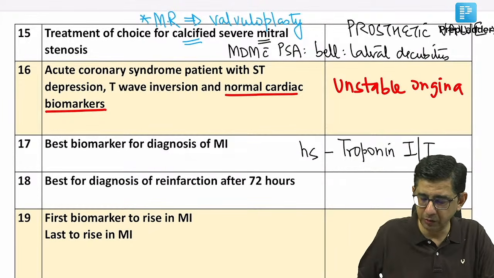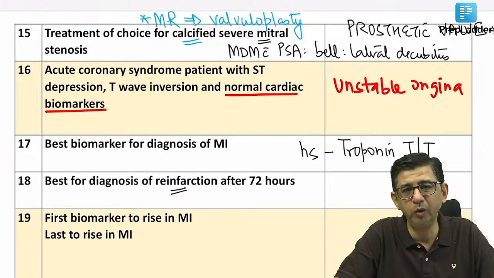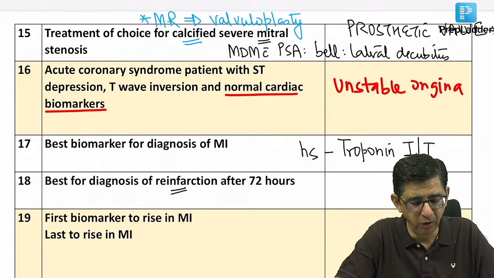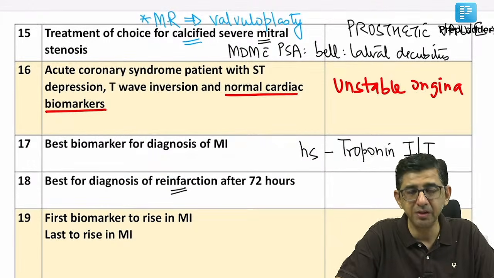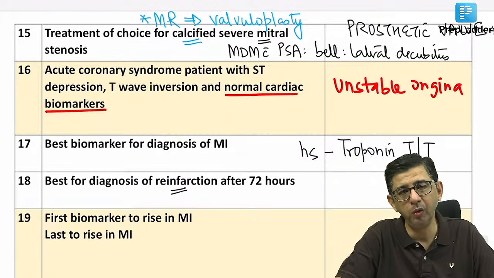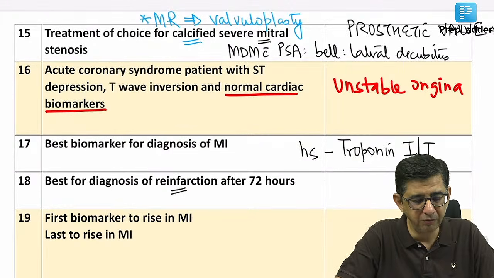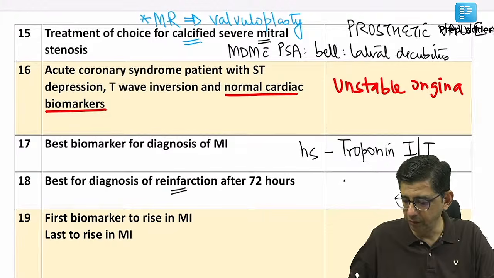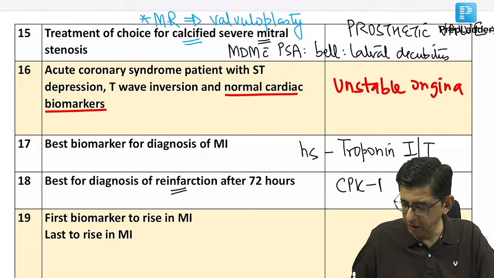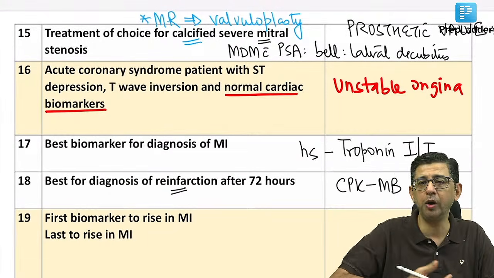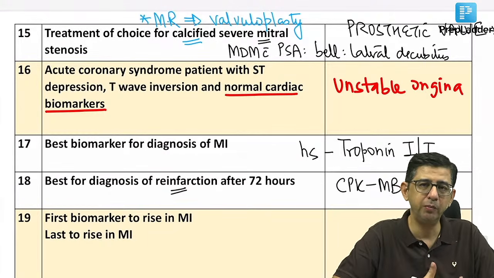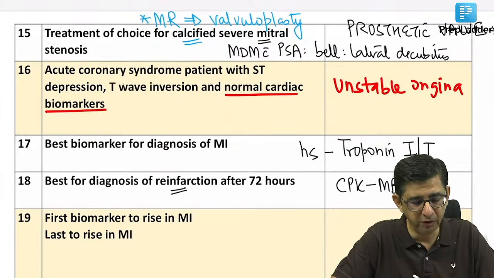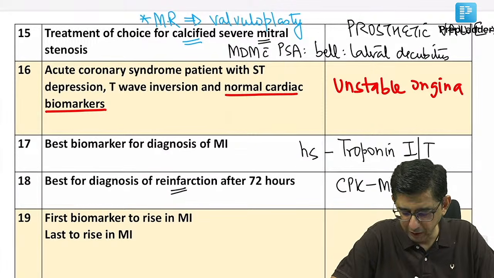But if he changes the question to reinfarction after 72 hours, then we would be more comfortable changing our answer. Yes, guys, hit the comment button and let me know what is best for diagnosis of reinfarction in a case of MI after 72 hours. Very good. Your answer would be creatine phosphokinase MB, because CPK-MB comes back to normal by 72 hours. So somebody has a heart attack again after 72 hours, CPK-MB can be used for those particular patients.